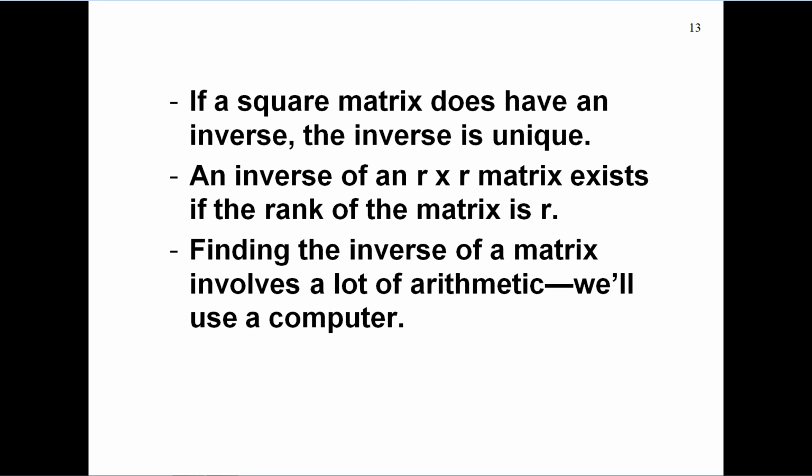If a square matrix does have an inverse, the inverse is unique. An inverse of an R by R matrix exists if the rank of the matrix is R. So we have this square matrix. It has R rows and R columns. And if the rank of that matrix, which is the number of linearly independent rows or columns, equals R, then we know we have an inverse.